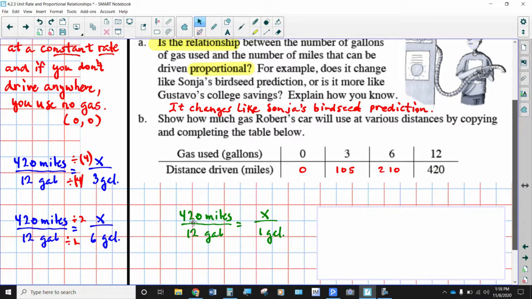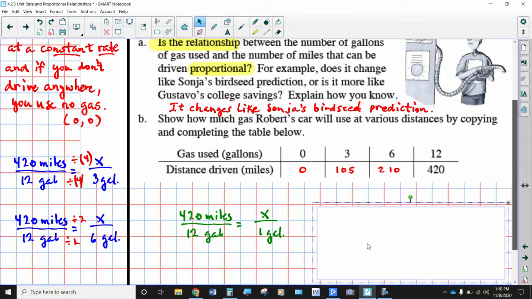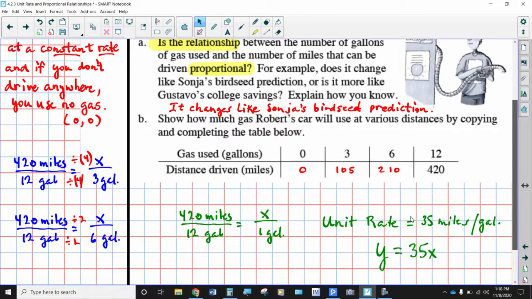So let's go to the unit rate. What is 420 divided by 12? 420 divided by 12 is equal to 35. So that means that the unit rate for this situation is 35 miles to the gallon. So we could actually set up a rule for this situation where X represents the number of gallons and Y would be the total number of miles. So I could go ahead and say, all right, well, this will be our X, this will be our Y. So when X is 1 gallon, it would go 35 miles.